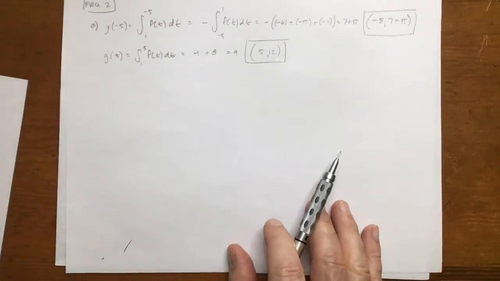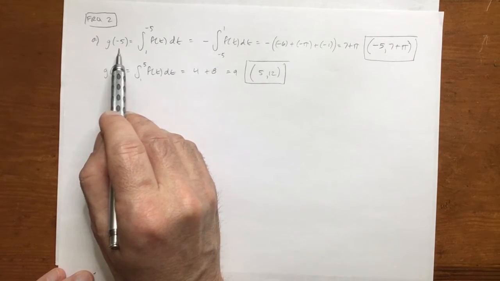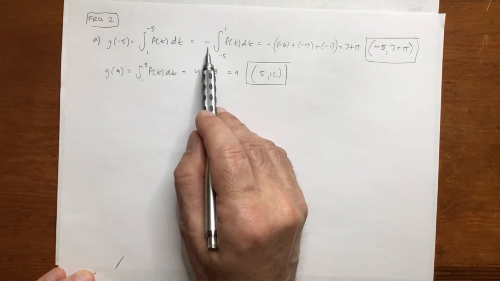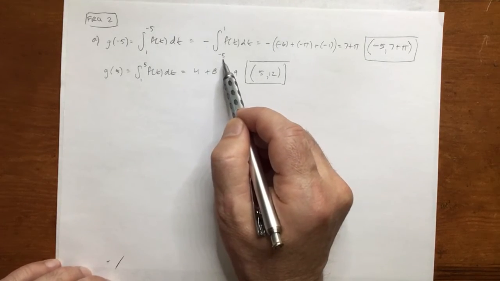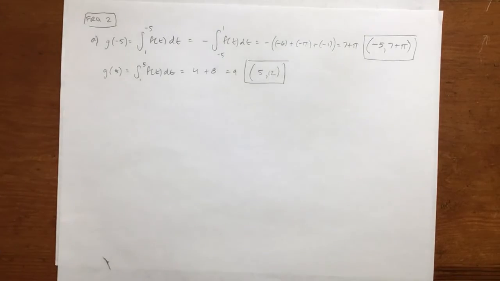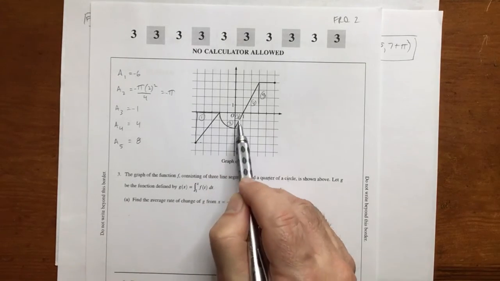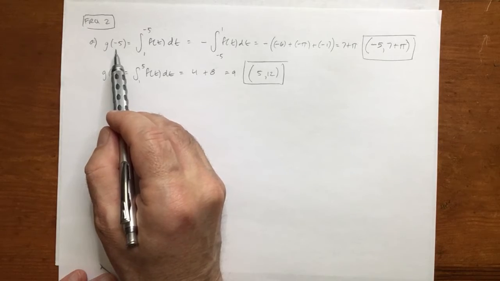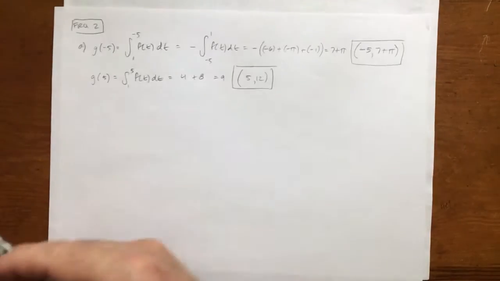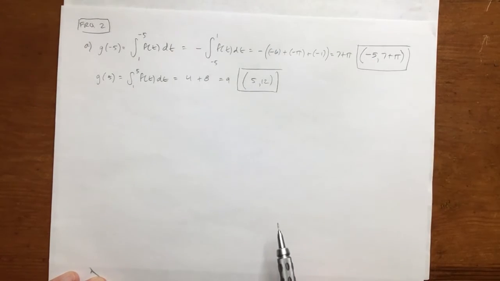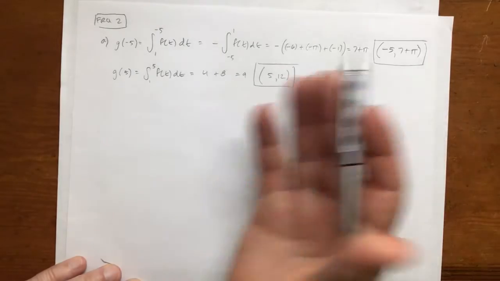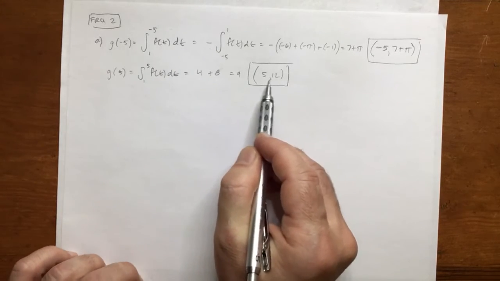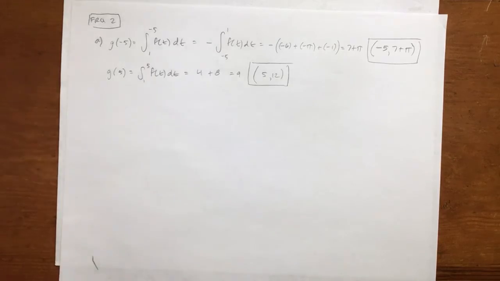Not on their work, they didn't show this work, but g of -5 is the integral from 1 to -5 of the function. The first thing I did is I flipped it and changed the sign, and then I looked at the areas from -5 to 1. The areas are the triangle, the quarter circle, and the triangle. I found their areas, added them up, and now I have g of -5. So my ordered pair, one end of the secant slope, is -5 and 7 plus pi. I did the same with g of 5, simpler because the areas are positive. We're to the right, so a very straightforward problem. Now I have another ordered pair, and let's look at their solution.